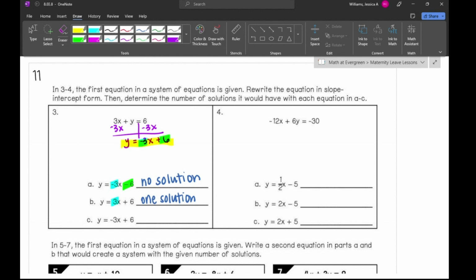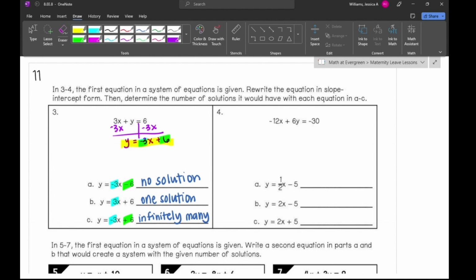Okay, and then C, we look at those slopes. Are they the same? Negative 3 and negative 3. Yes, they are. And then we look at those y-intercepts, a positive 6 and a positive 6. Are they the same? Yes, they are. And so because this is the exact same equation, there will be infinitely many solutions.